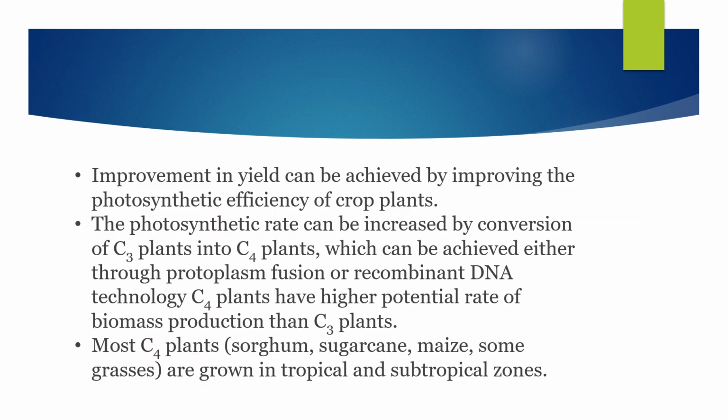Improvement in yield can be achieved by improving the photosynthetic efficiency of crop plants. The photosynthetic rate can be increased by conversion of C3 plants into C4 plants, which can be achieved either through protoplast fusion or recombinant DNA technology. C4 plants have a higher potential rate of biomass production than C3 plants. Most C4 plants are grown in tropical and subtropical zones.